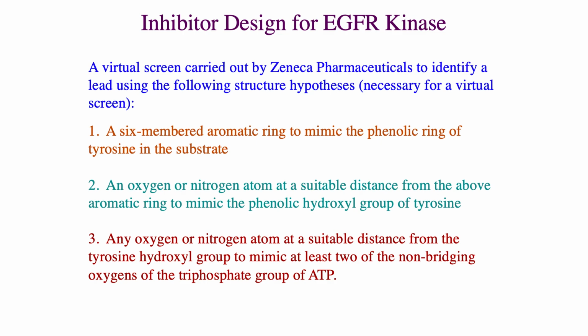So an example of an anti-cancer drug that was developed by Zeneca, now AstraZeneca, is that they had a couple of hypotheses, and they wanted to mimic the substrate of the kinase in the epidermal growth factor receptor, which is a tyrosine. So they're going to mimic the phenolic ring. They're going to mimic the hydroxyl group in tyrosine. So they want something that's going to be like a hydroxyl, so it's an oxygen or a nitrogen. And they need to mimic a little bit of ATP.